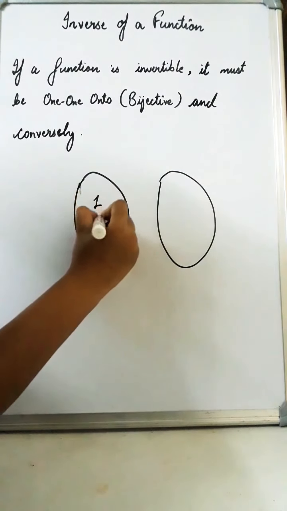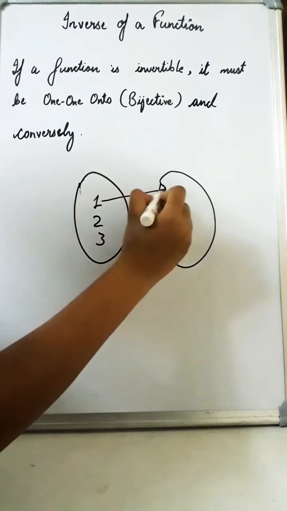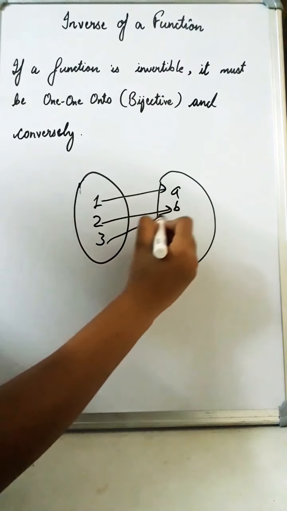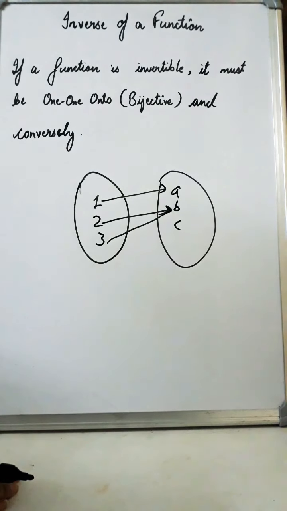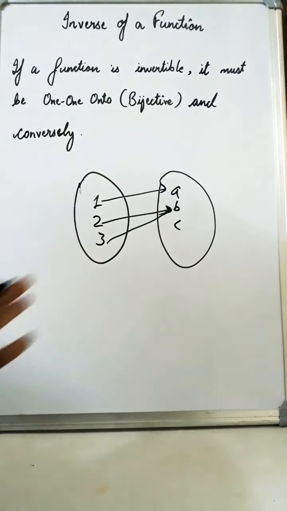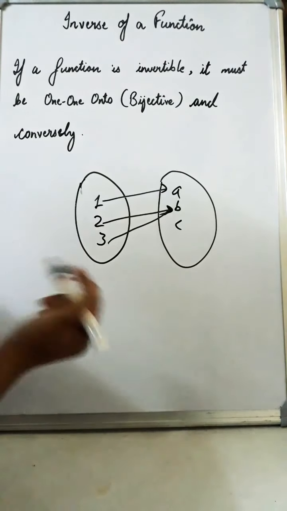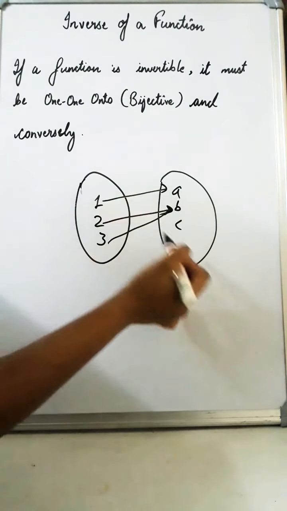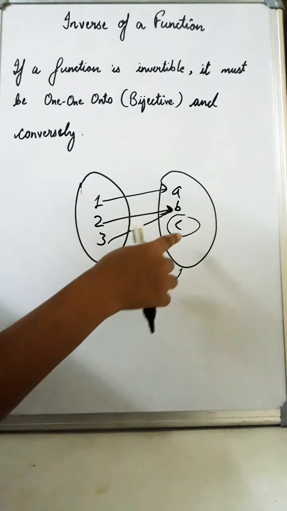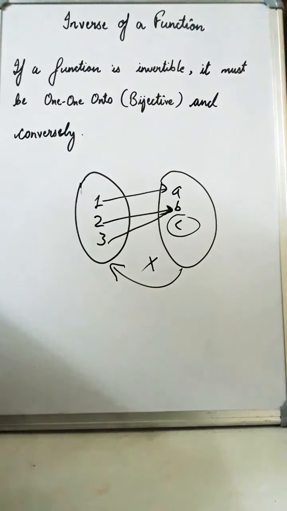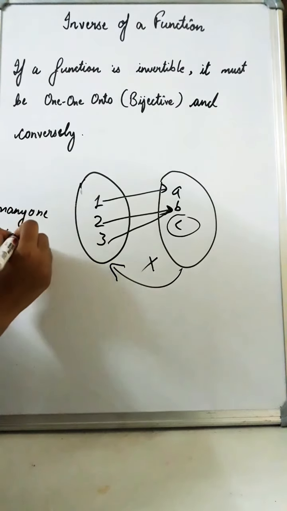Suppose there is a mapping like this. 1 is mapped to something, 2 is mapped to, and 3 is also mapped to. Now you see this is a many-one function, many-one and into. Now let us try to inverse it. First of all it's not a function, because if you map inversely, c is not mapped, so it will not be a function. So this was the case of many-one into.